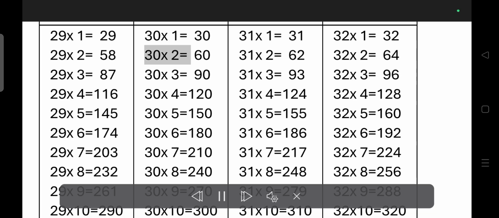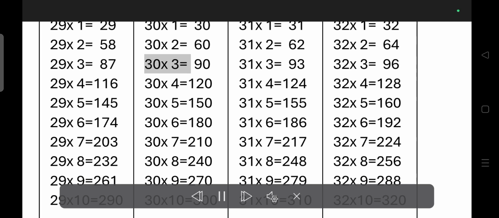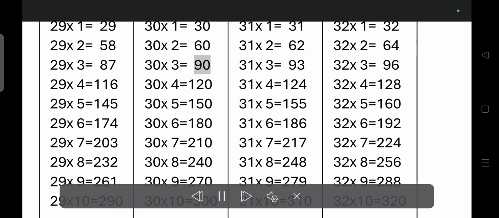30 times 1 is equal to 30. 30 times 2 is equal to 60. 30 times 3 is equal to 90.